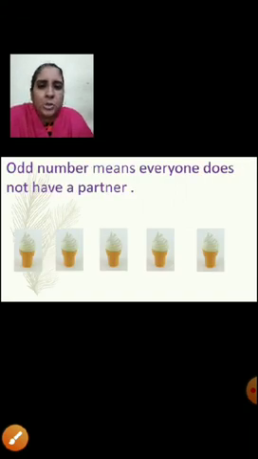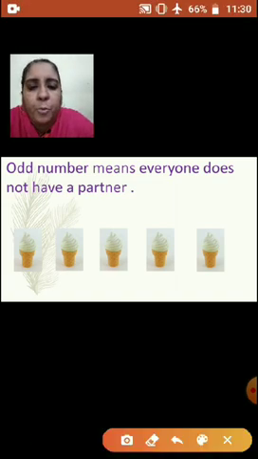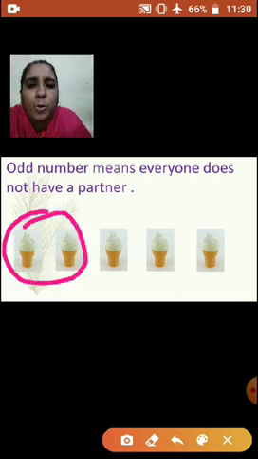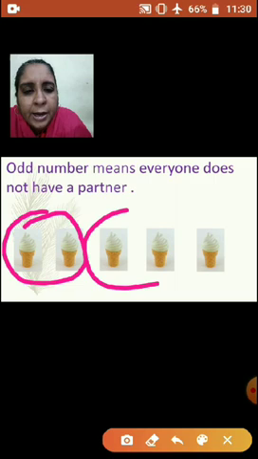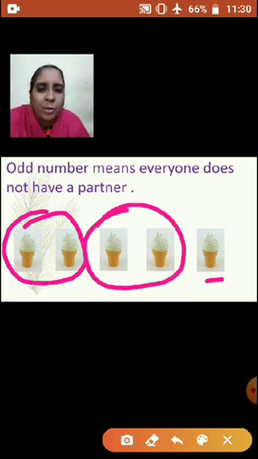Now odd numbers. Odd number means everyone does not have a partner. Now here you can see there are 5 ice cream cones shown on the screen. Let us group these ice creams also in pairs of 2. 2 ice cream, again 2 ice cream, but here you can see 1 ice cream is left. So how many total ice creams are there? 1, 2, 3, 4, 5.